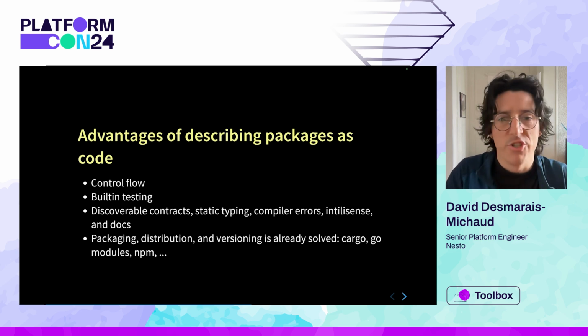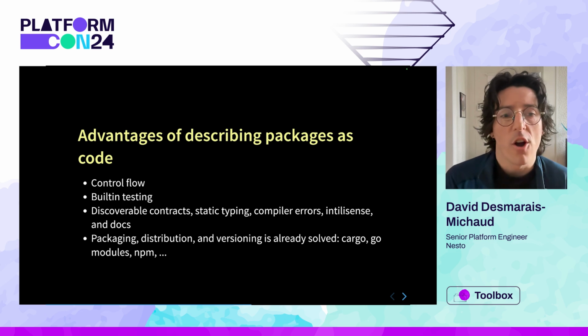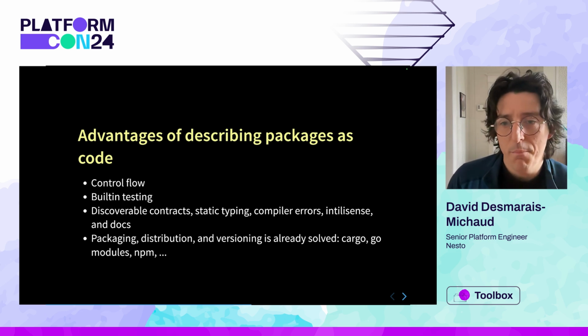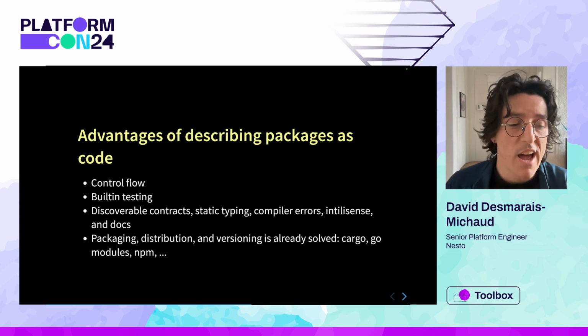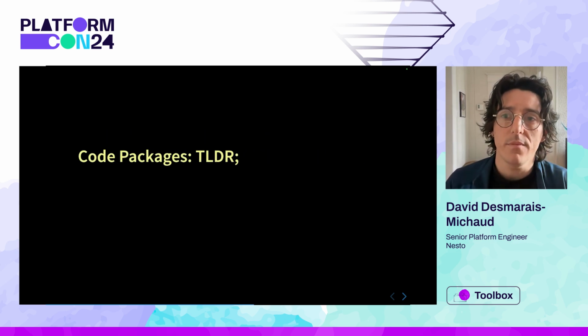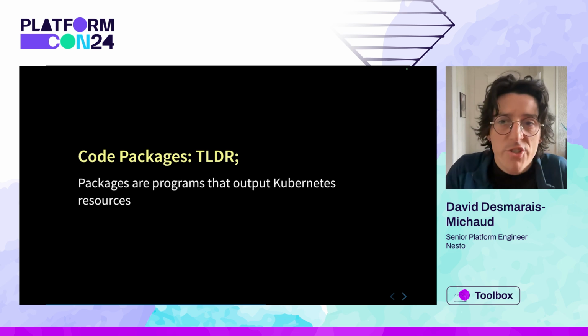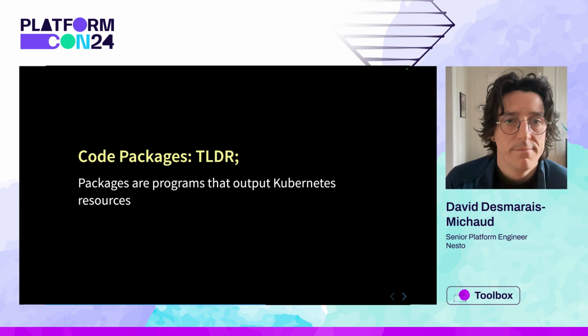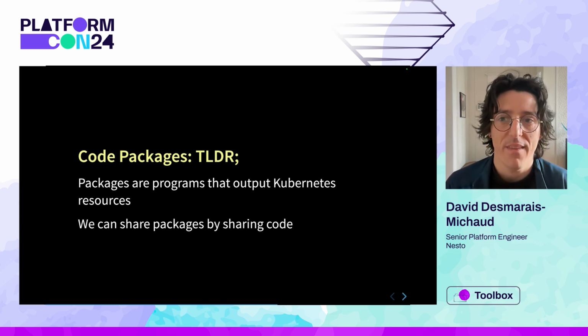We have packaging, distribution, and versioning already built into language ecosystems. We have Cargo for Rust, Go modules, NPM, pip, you name it. Right? We basically get everything that we didn't have before. So the thesis of packages as code is that packages should simply be programs that output Kubernetes resources. And we can share packages by sharing code.